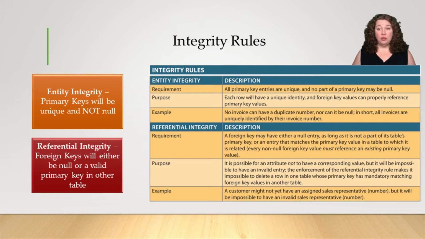So the example that they give you here is that a customer might not yet have been assigned a sales rep. You can have a null. Null is okay in this case. Your foreign key can be a null. That simply means there's no value there. There's no person that's representing you at that point. And that's fine. You can have a null. You just don't want to have an invalid number. That's your referential integrity as far as foreign keys. Making sure that when you have a foreign key, you either will have a valid number or you will have a null, which says it just hasn't been assigned yet.